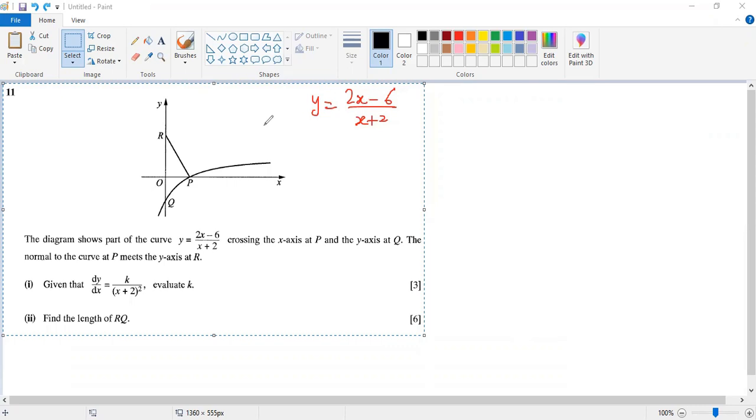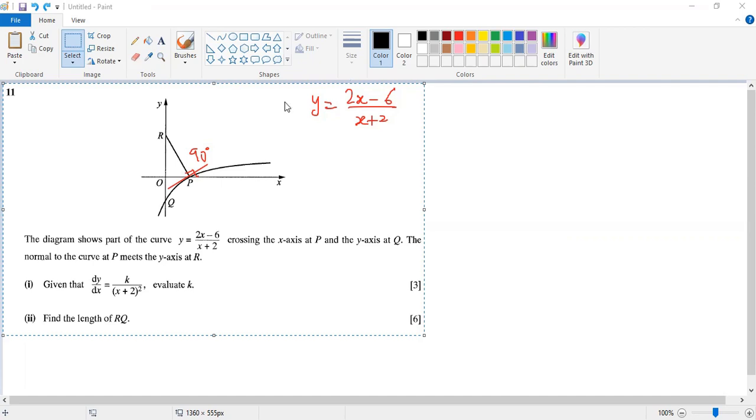The normal to the curve at P, there's a normal here, means it's 90 degrees to the tangent line. Good to indicate that. Something like this, the tangent line there, and 90 degrees towards that. The normal then meets the y-axis at R. So given that dy/dx is like that, find the value of k first.